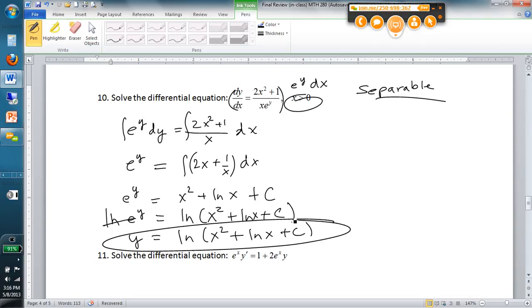Well, if you had the log of a product, you might could clean it up, but I don't think that one cleans up. So it's just, yeah, that's it. Because if you had ln of something times something, you could say that's ln of a plus ln of b. I don't have that here. I've got ln of something plus something plus something. So yeah, that's it.